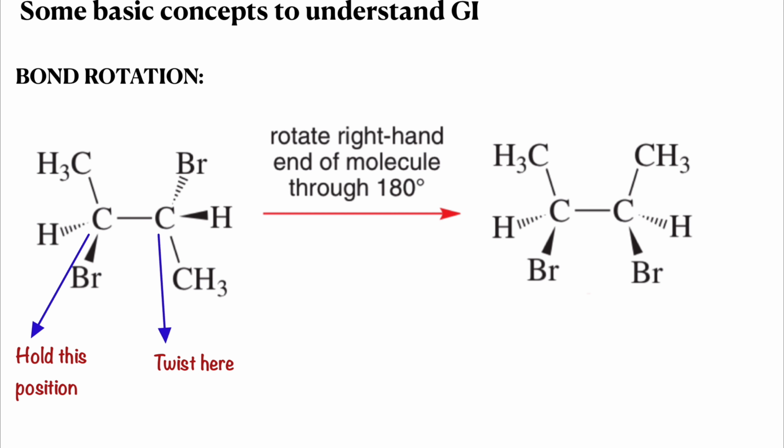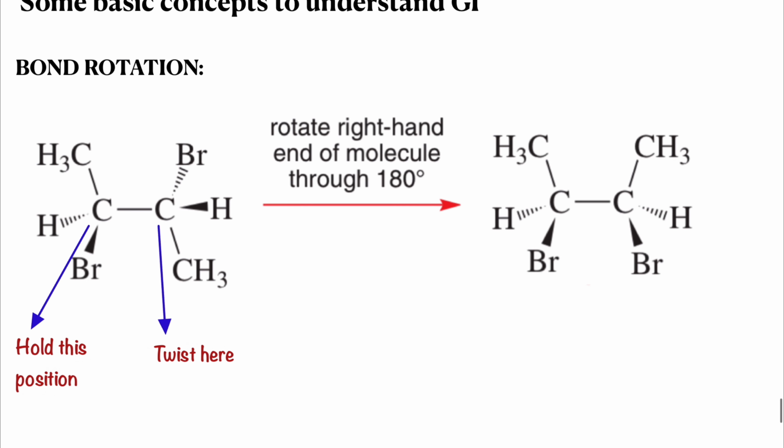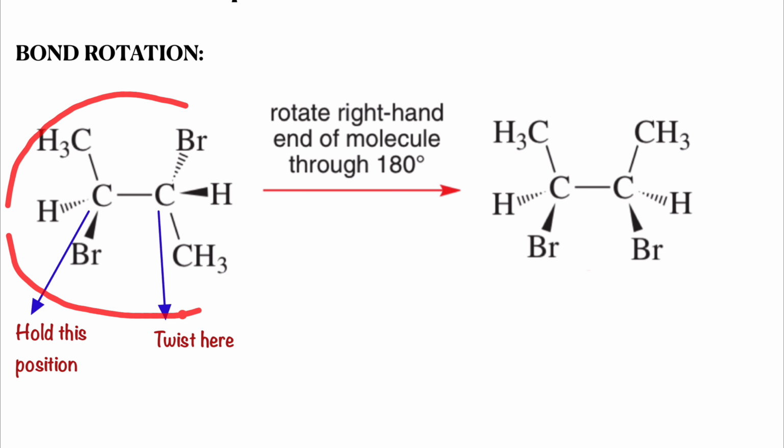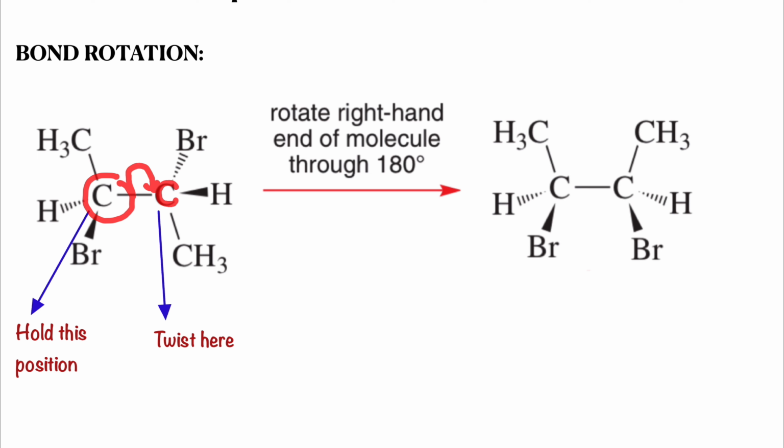So what is the rotation we are talking about? Bond rotation, it is not a molecule rotation. We are talking about a bond rotation. In order to understand this bond rotation, this is the molecule we are talking about. You just hold this position. Imagine an axis which is passing through the carbon-carbon bond. Hold this position and rotate this particular carbon either in clockwise direction or in anti-clockwise direction by 180 degrees. Rotate the right hand end of the molecule through 180 degrees.